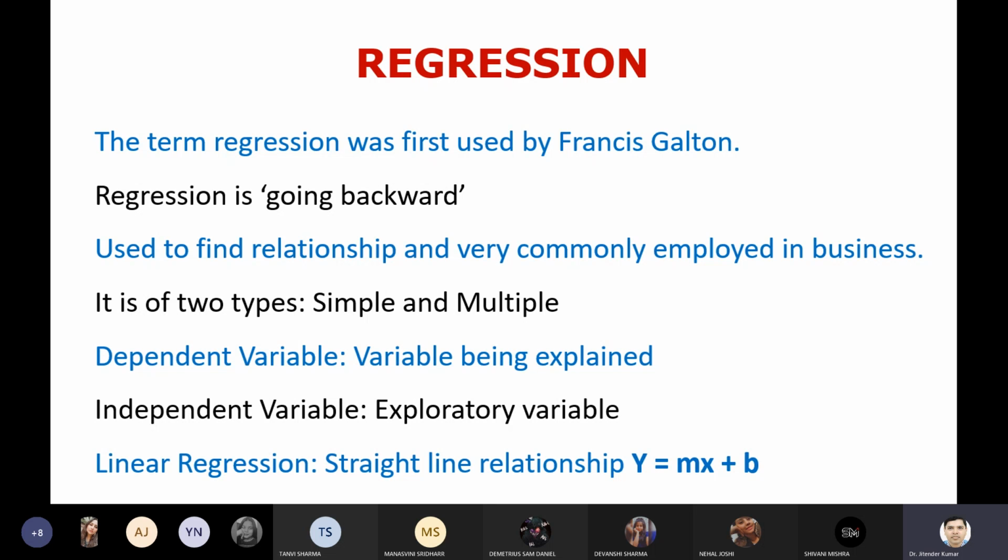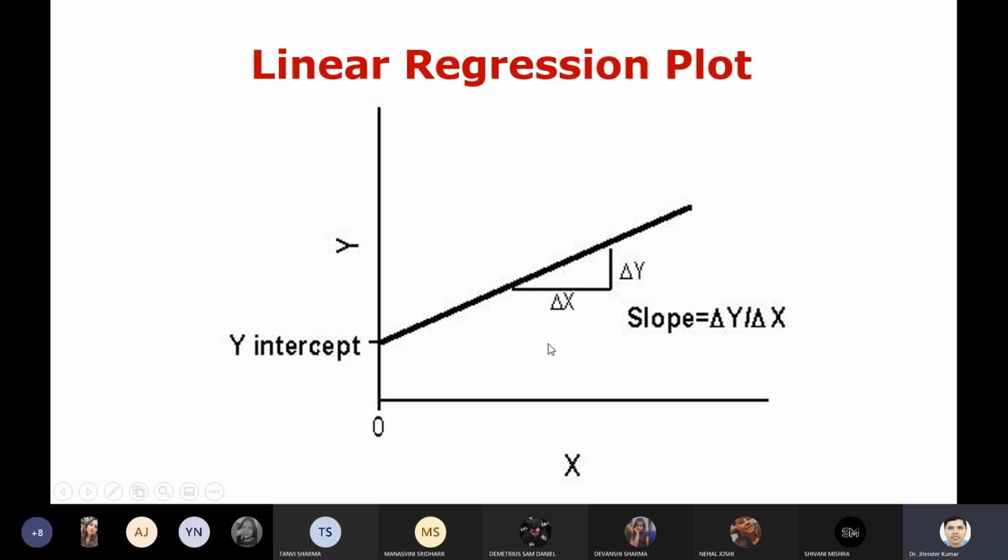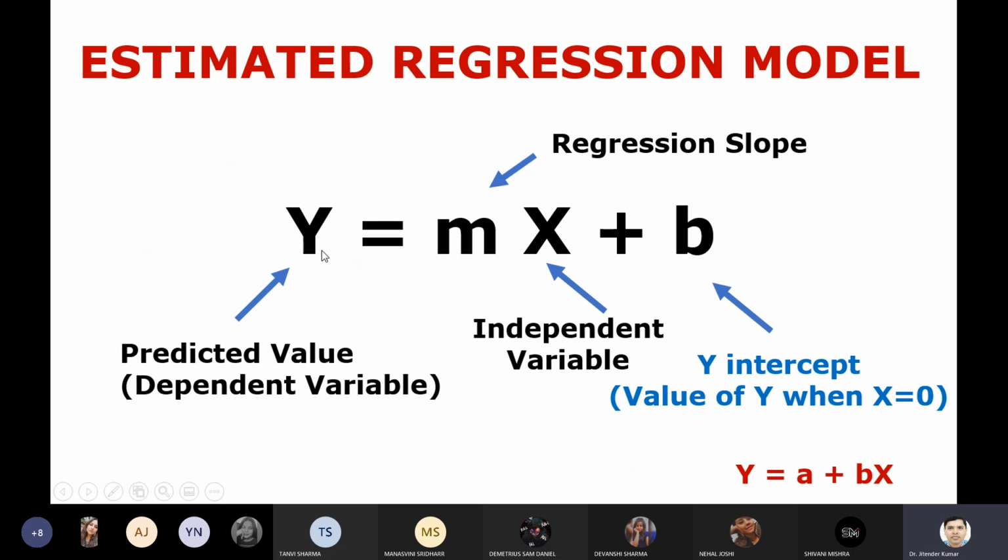And you try to make one equation. That equation is called the linear regression equation. It is a straight line relationship, which is given by y equals mx plus b. So what is this y equals mx plus b? Yes, this is the equation. y is the variable that you are trying to predict, basically your dependent variable. x is your independent variable or exploratory variable. m is the slope of the line, and b is the y-intercept.